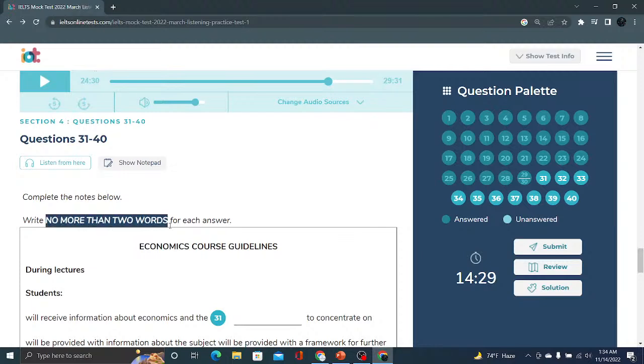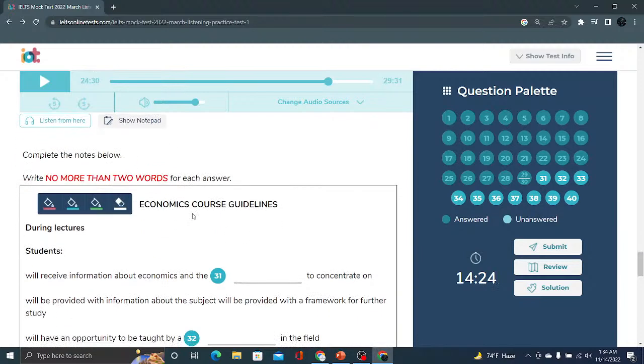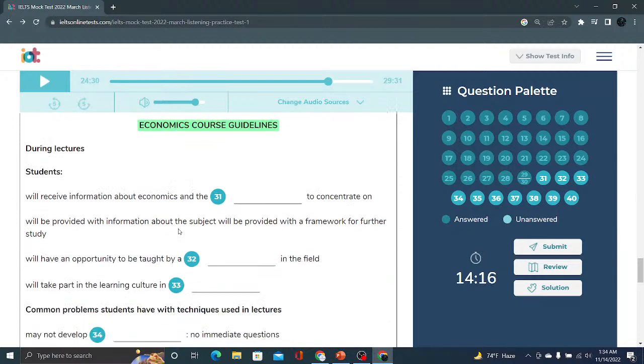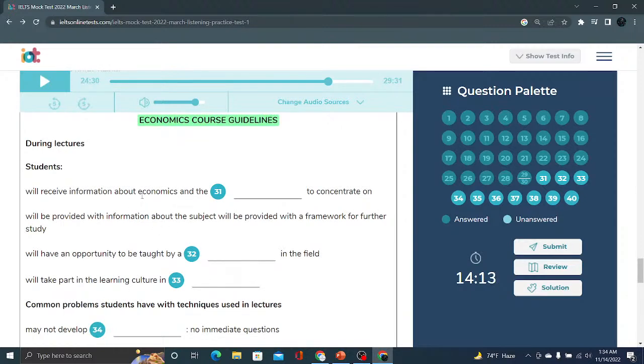No more than two words for each answer. Okay, and the headline is economics course guidelines. Okay, economics and... you will receive information about economics and the... to concentrate on carefully and answer questions 31 to 40.